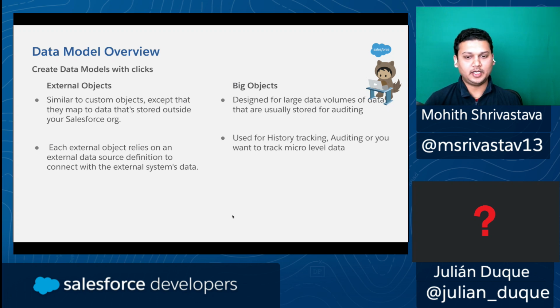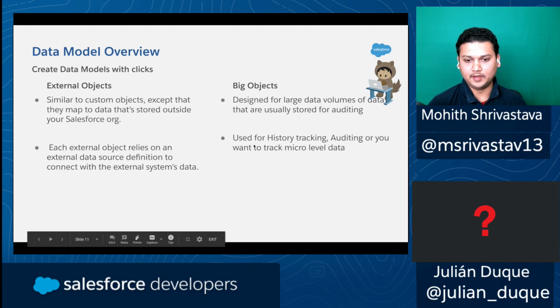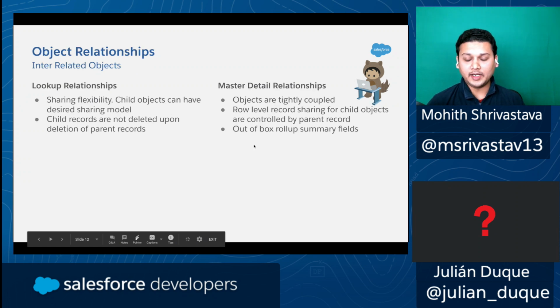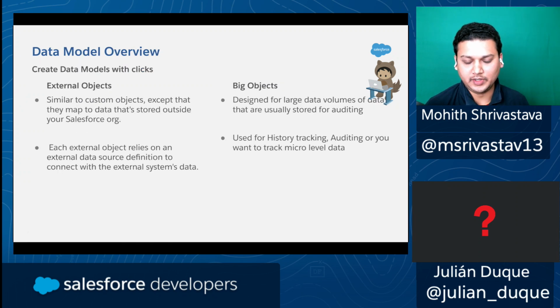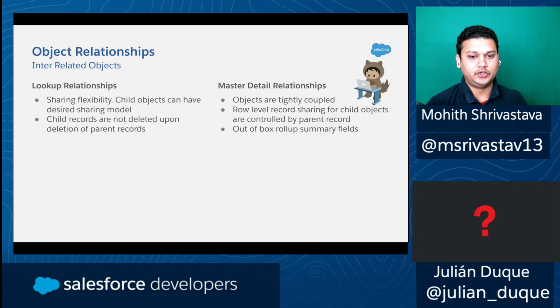And then we have big objects. Big objects are specifically designed for large data volumes, and they don't have all the capabilities of custom objects. But let's say you're tracking something like history, or you're auditing something, and you do not want to take the data outside Salesforce for compliance reasons. That's where we give you a big object. You can also do analytics on big objects by using async SOQL, and while you won't be able to use standard reports and dashboards, you can use tools like Tableau CRM to do that.